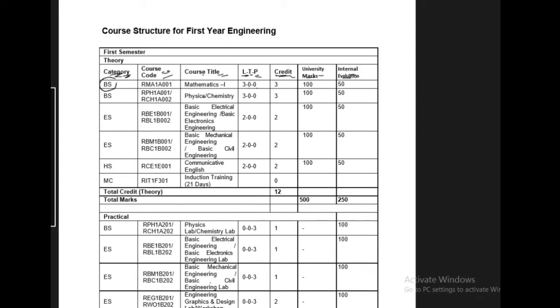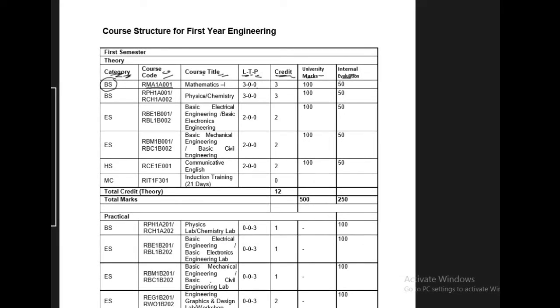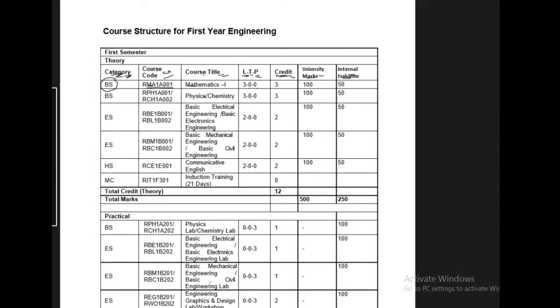Now we'll move to the category. BS stands for basic science courses, and this is the course code. Always try to remember the course code, because it is the most important one, since the course always changes in 3 to 4 years. So to remember the course code, this is mathematics 1. Now look, MA1, this is mathematics 1.